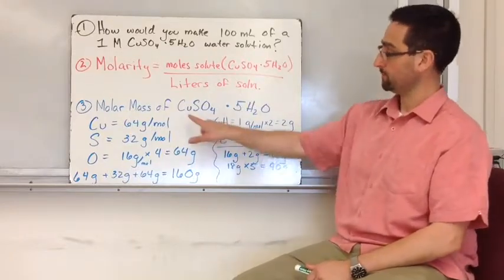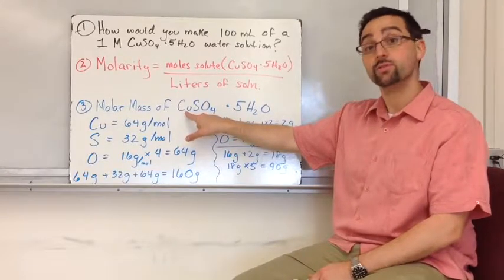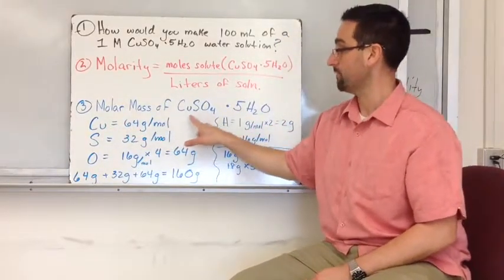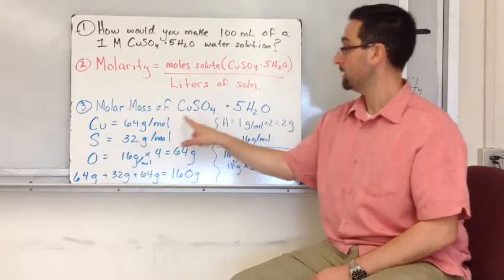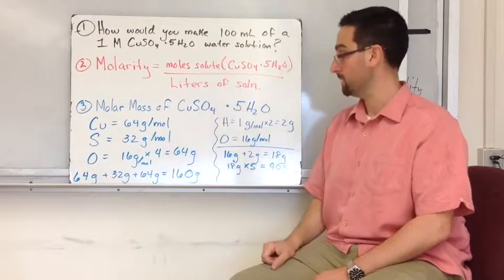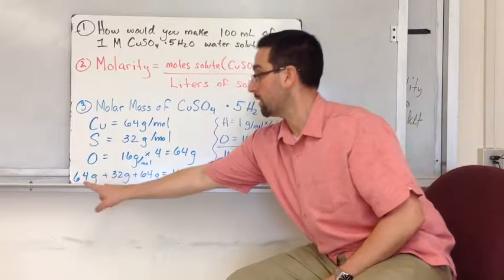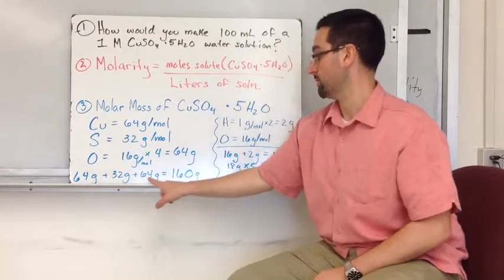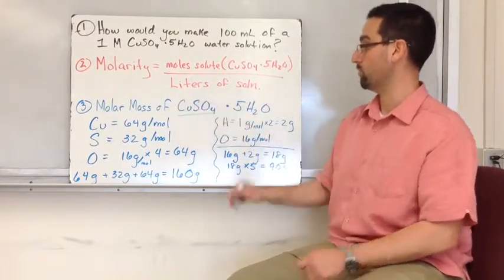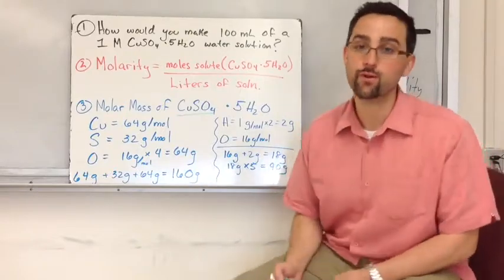So what I've done here is I've first calculated the molar mass of copper sulfate. So copper is 64 grams a mole, sulfur is 32 grams per mole, and oxygen is 16 grams per mole, but don't forget we have 4 oxygens here. That's 64 grams. Taking the sum of our copper, sulfur, and oxygen, the molar mass of just the CuSO4 portion is 160 grams. But don't forget, water is part of that structure.